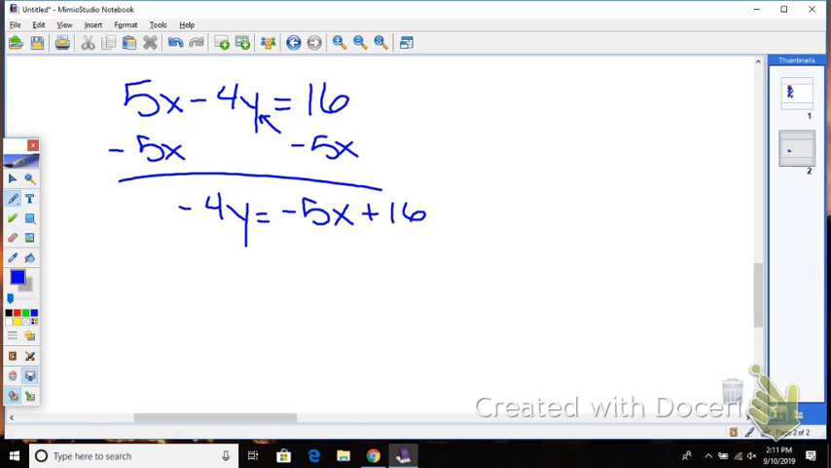Okay, so always write it so your x is coming first, because then it'll be in the form y equals mx plus b. How am I moving this -4? Dividing everything by -4.